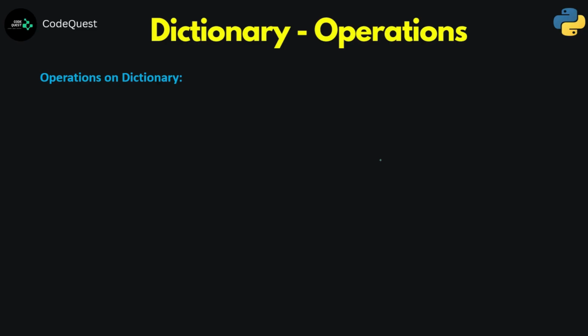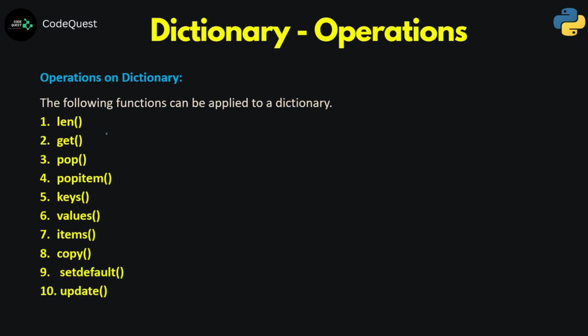Various operations can be performed on a dictionary. Let us see the list of operations like the len function to calculate the length, get, pop, popitem, keys, values, items, copy, setdefault, and update.